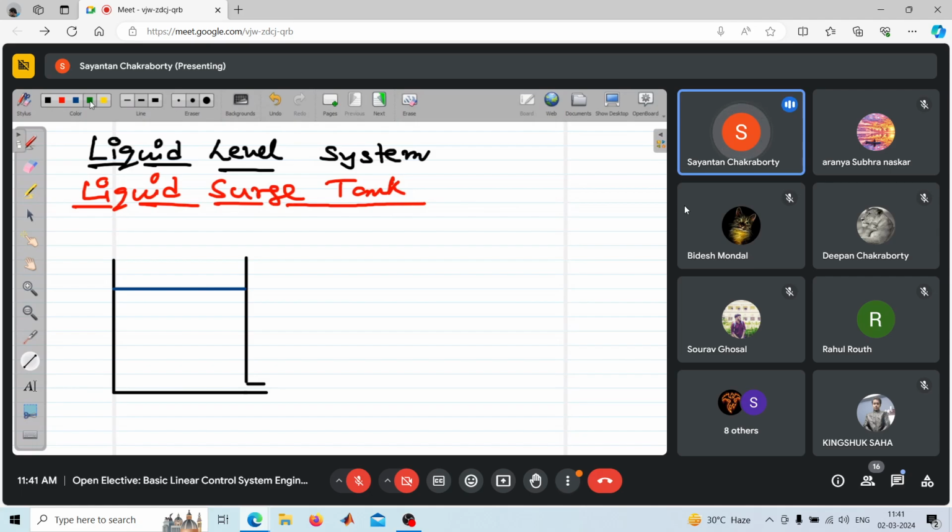To take care of such a surge in demand, because if a large amount of demand suddenly appears, then we call it surge demand. That will make a considerable fluctuation in the flow rate. But we want to maintain a steady flow rate. So just to take care of such situations, what is done? The liquid is first stored in a tank. That is called a surge tank, and the supply is delivered from the surge tank.